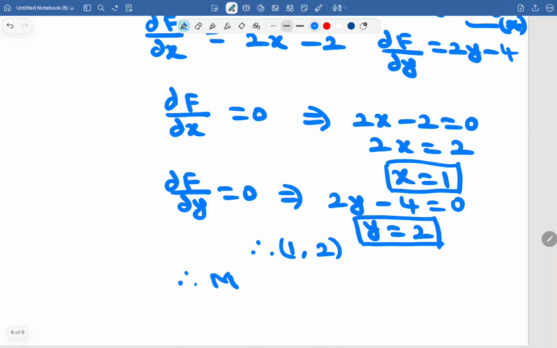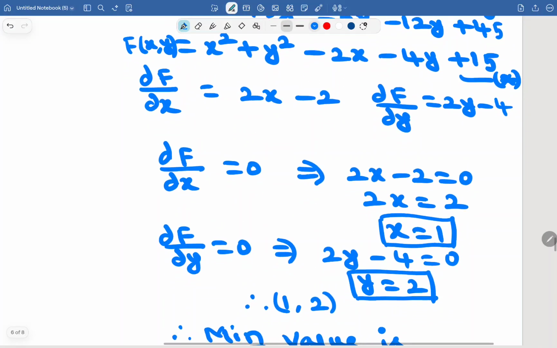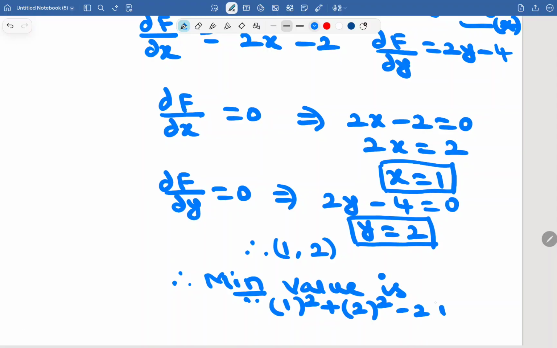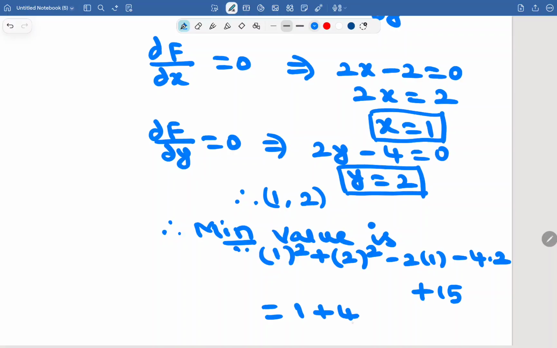Therefore, the minimum value is 1 square plus 2 square minus 2 into 1 minus 4 into 2 plus 15, which is equivalent to 1 plus 4 minus 2 minus 8 plus 15.